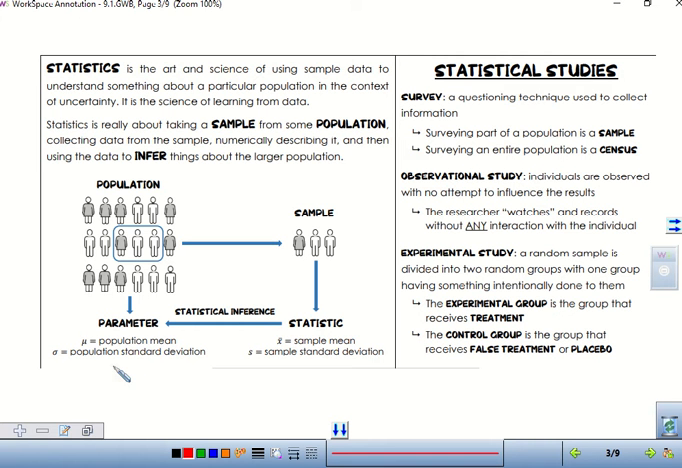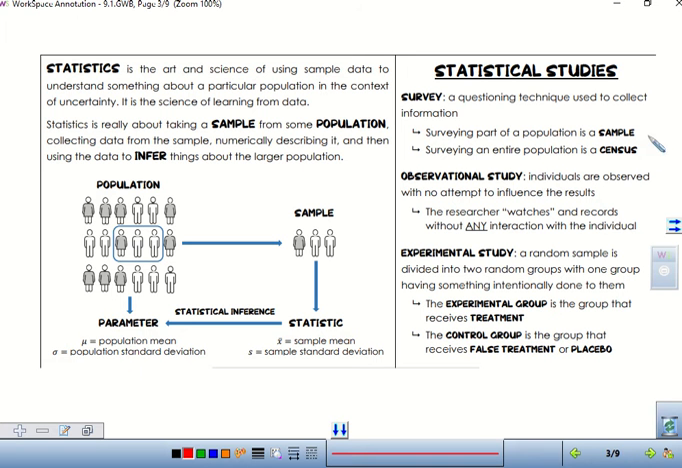So here's just a simple example. Say we take a city of maybe 30,000 people, and we take 3,000 of those people and we ask them, do you like dogs? And we take that data to apply what percent of the larger population likes dogs in the city, is basically what that's saying.